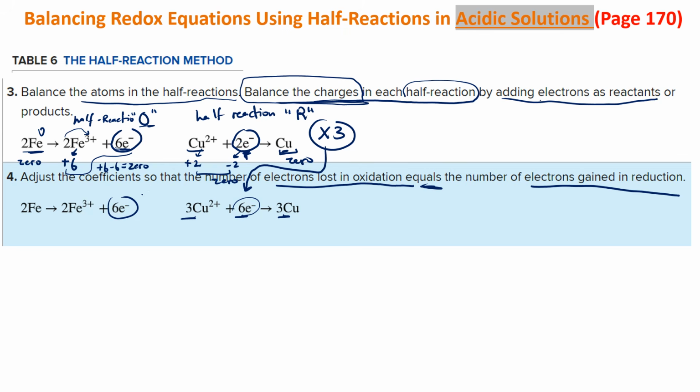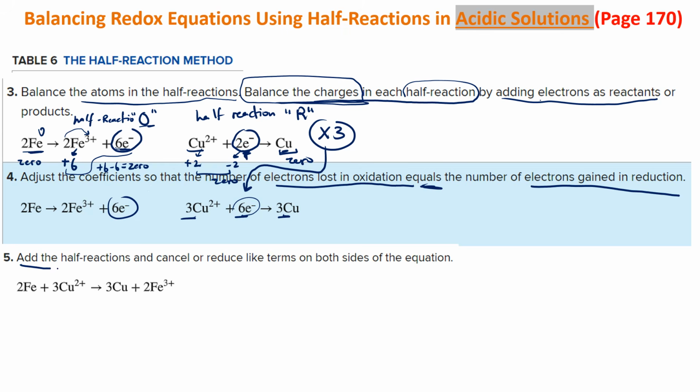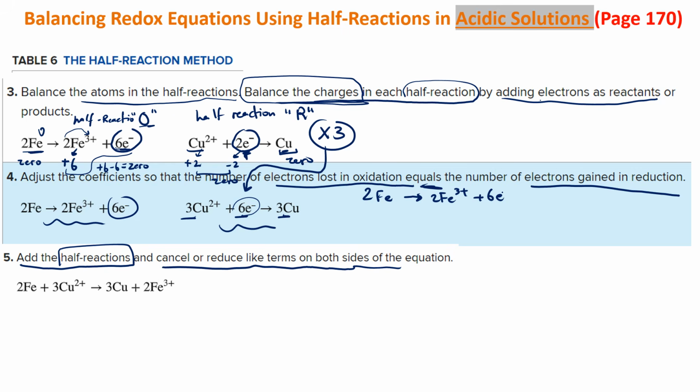Now we add the two half reactions together and cancel the same terms that are on both sides. How do we add? So we have 2Fe gives me 2Fe³⁺ plus 6e⁻, and we have 3Cu²⁺ plus 6e⁻ gives me 3Cu. We add the reactants together and the products together.